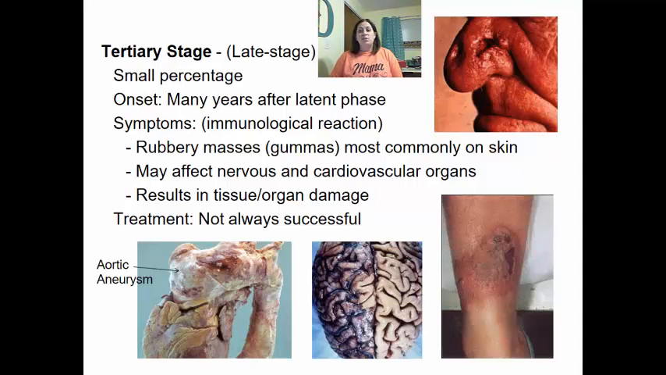In this case, guys, it shows you the picture of it on the skin. It also shows you an aortic aneurysm where the lining of the aorta is starting to thin, which causes a bulge which could rupture, and then also showing you the damage that's happening to the brain.